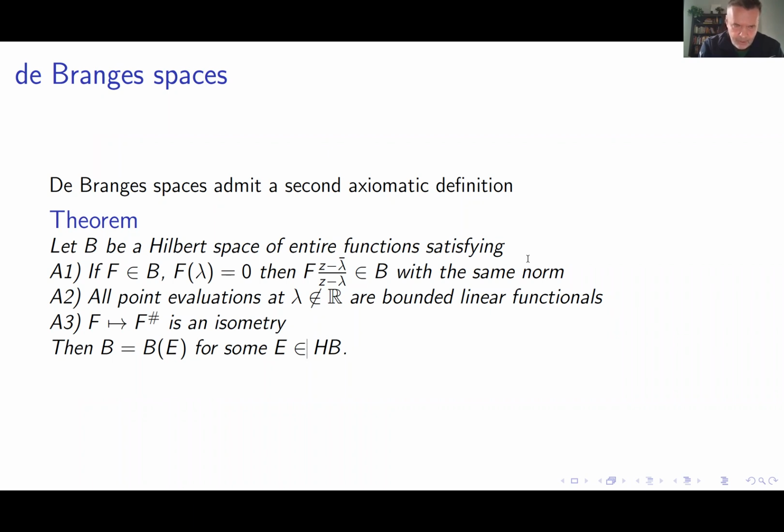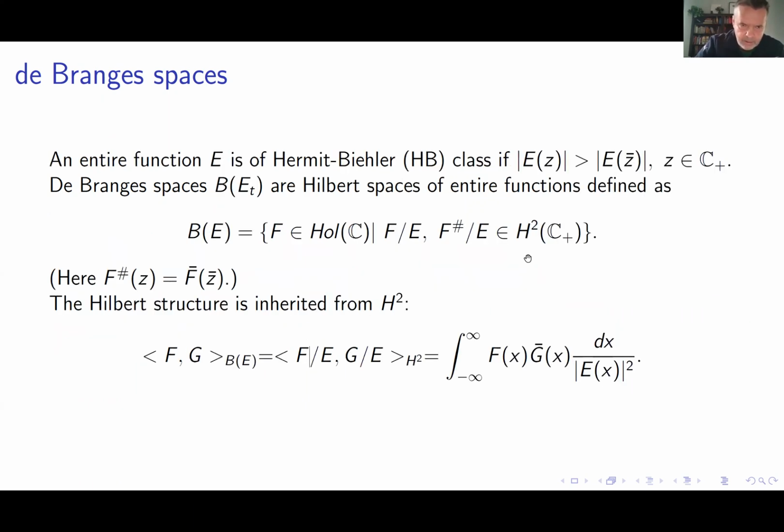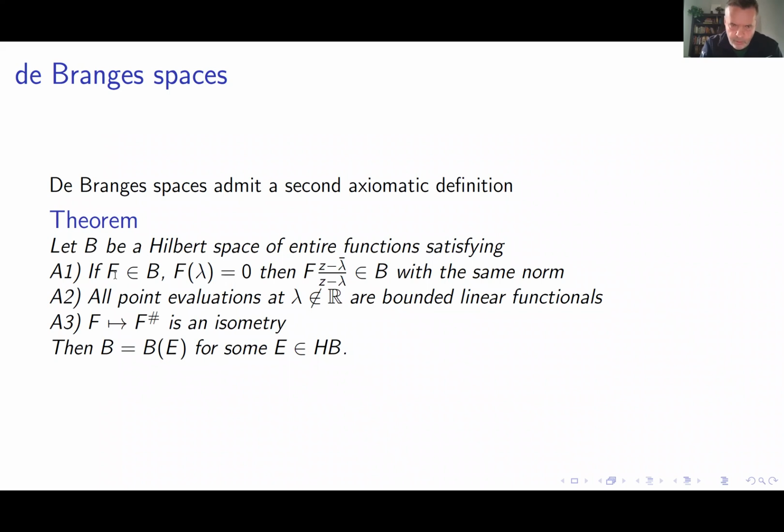And finally, the third axiom is that this Schwartz reflection with respect to the real line, which we defined on the previous slide, this iteration on entire functions, is an isometry in our space. Well, I forgot to read this part. So in the first axiom, when you flip a zero like this, it also should be an isometry.